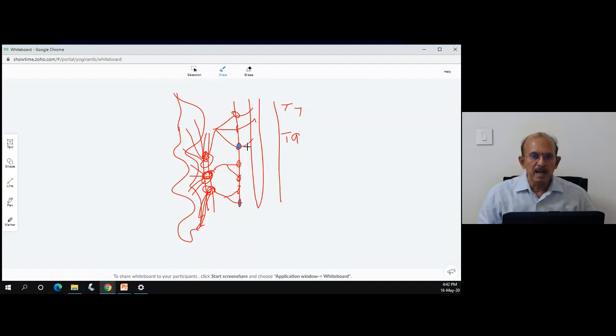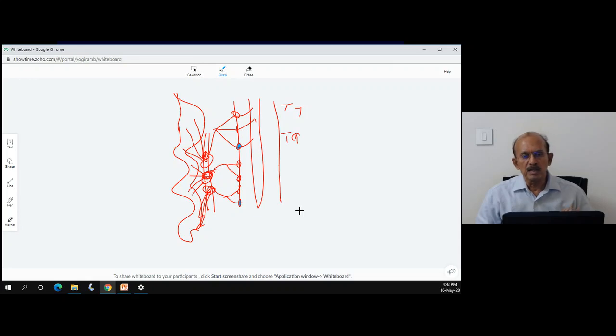That means T7 to T9, the spinal segments T7, T8, T9. From the anterior horns, the sympathetic fibers come and ultimately they go to the stomach and upper duodenum. From T10 and T11, the fibers will go to the small bowel and ascending colon, that means the right side of the colon. From T12, L1 and L2, the fibers will go to the descending colon and rectum. So this is how the sympathetics are innervating the gut.